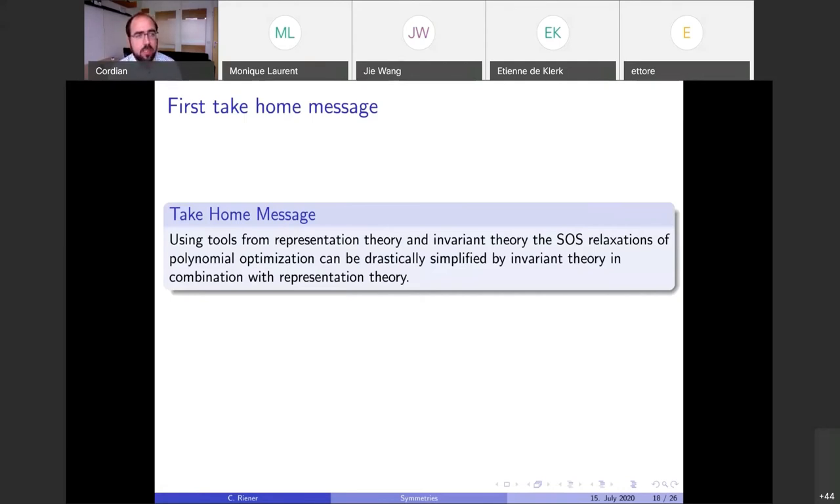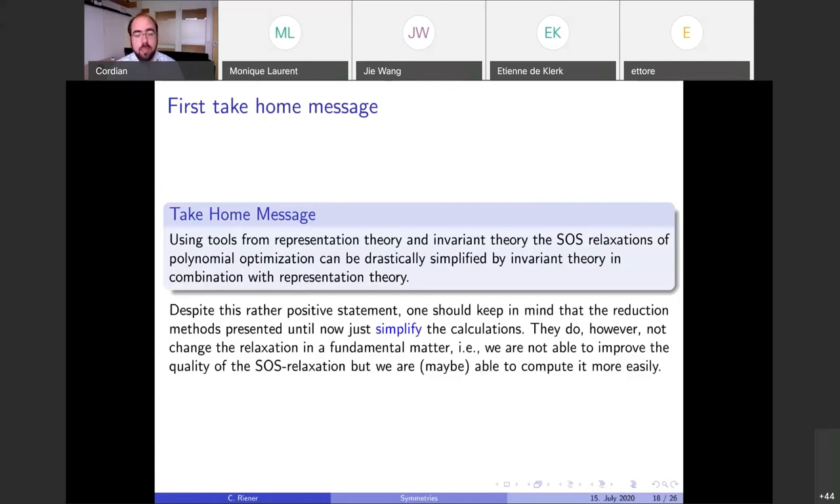The take-home message is that essentially, using the tools from representation theory that we have already seen last week, and in fact, one could completely forget about invariant theory and just use exactly the same techniques, just with the matrices that we have. When I represent an invariant sum of squares with matrices, this would be essentially the same thing one would get. But then using also invariant theory, the SOS relaxation of polynomial optimization can be drastically simplified. Okay.